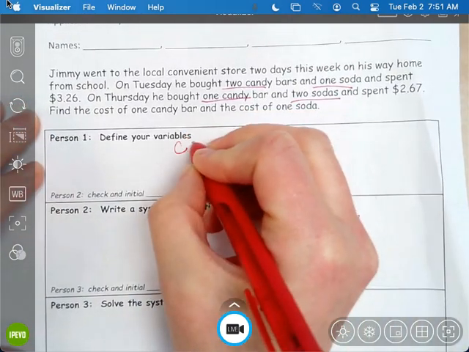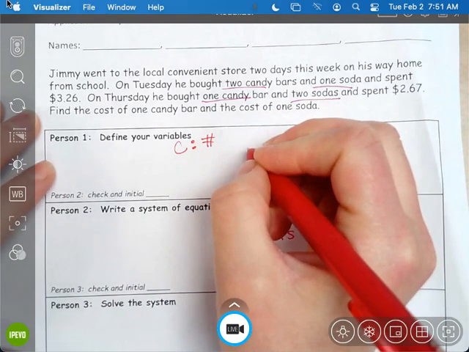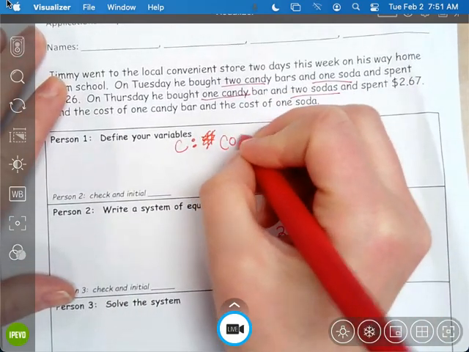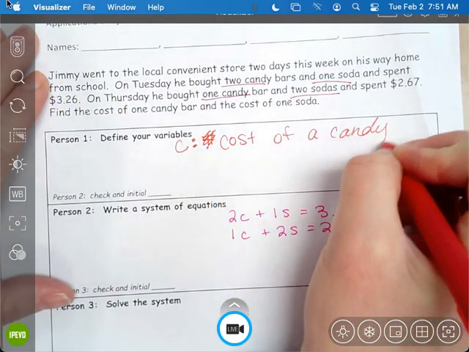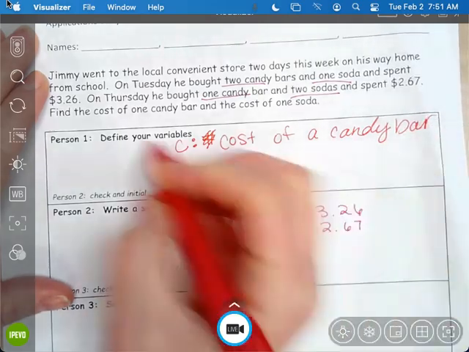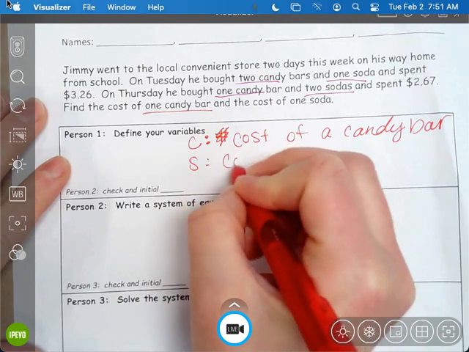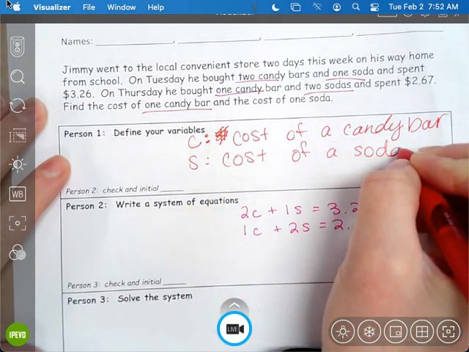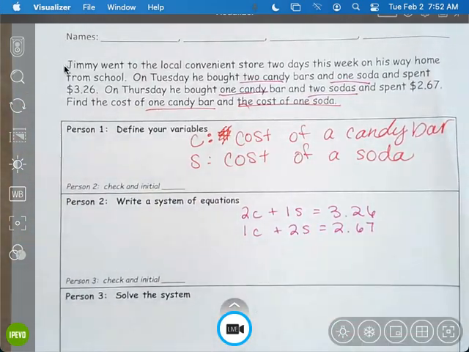So C would be your cost, right? Because we already know how many, so it'd be cost of a candy bar. Because it says cost of 1 candy bar, and S would be cost of a soda. So this is different from our examples that we did yesterday.